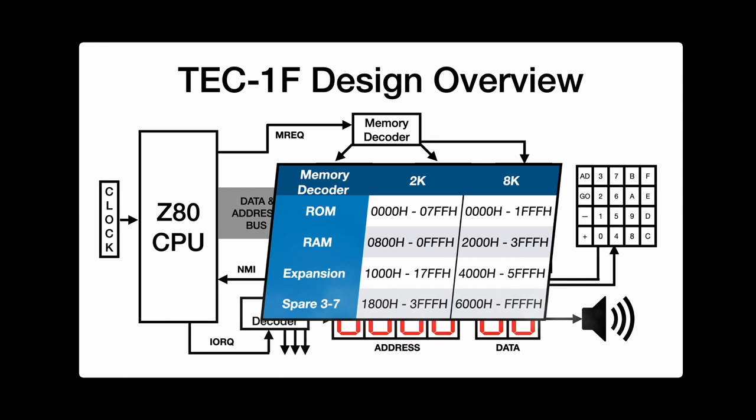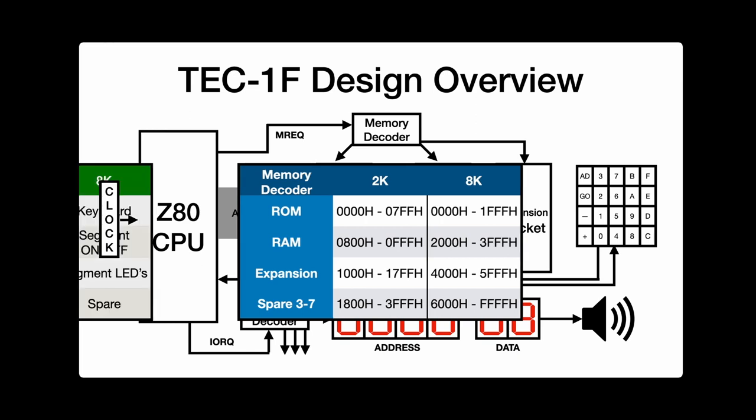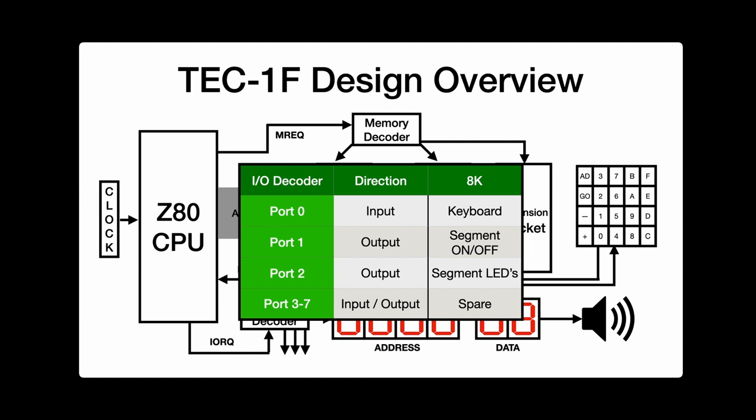How is the memory decoded? Well, for the 2K option, it's in 2K chunks. Each 2K chunk is 800 hex. So ROM, RAM, expansion, and then there's spare addresses. For the 8K option, it actually uses the whole address space. And for I/O decoding, port 0 is connected to the keyboard. That's an input. Port 1 and port 2 are outputs. One of the ports turns the segments on and off individually, and the other port, port 2, outputs what LED segments on a particular segment to be on or off. And 3 and 7 are just spare.